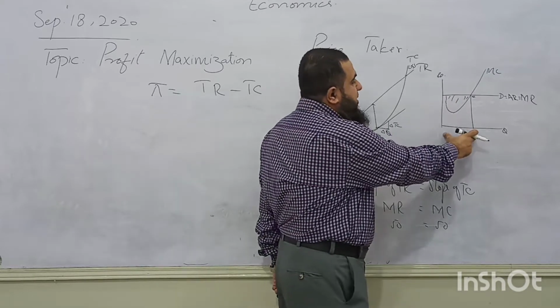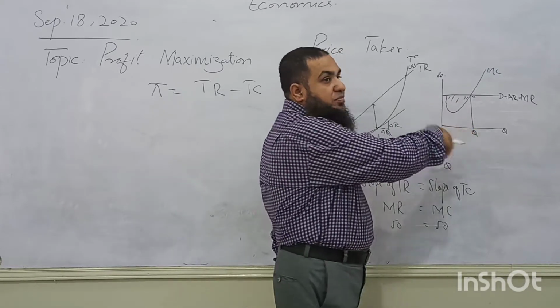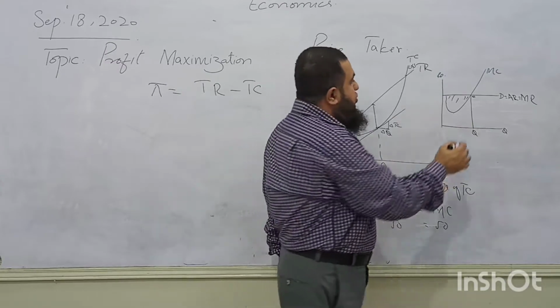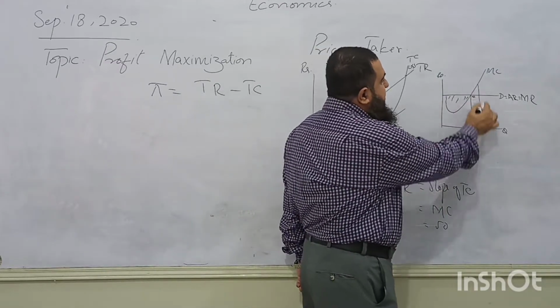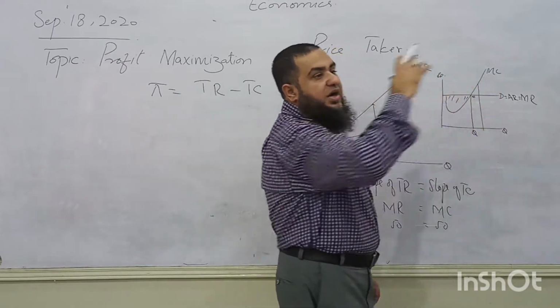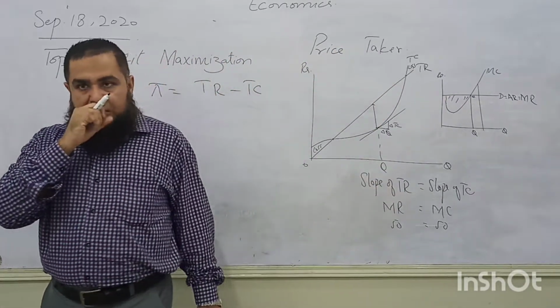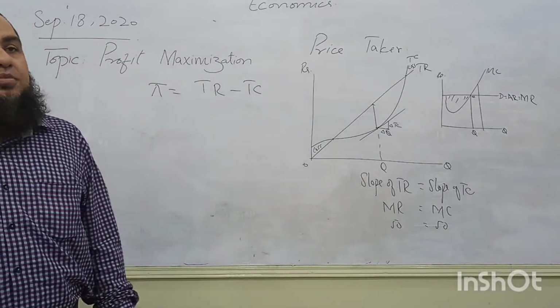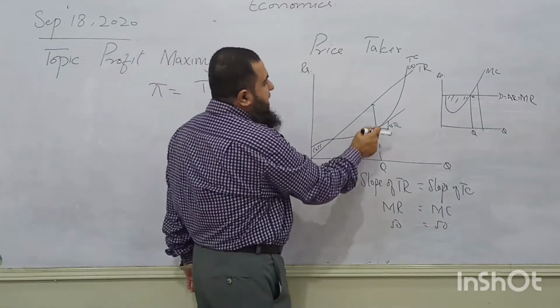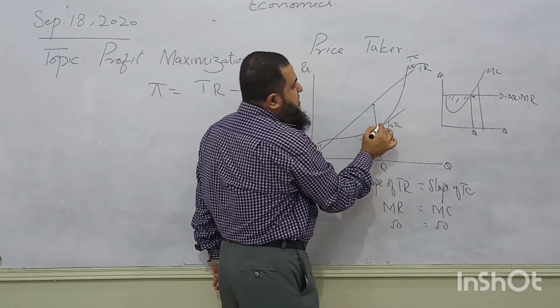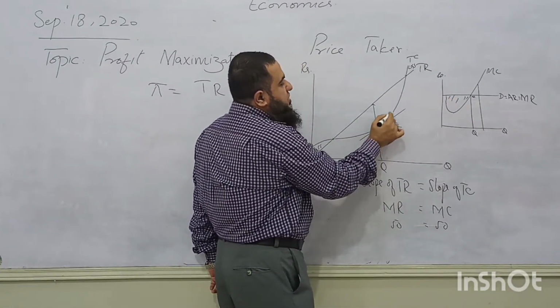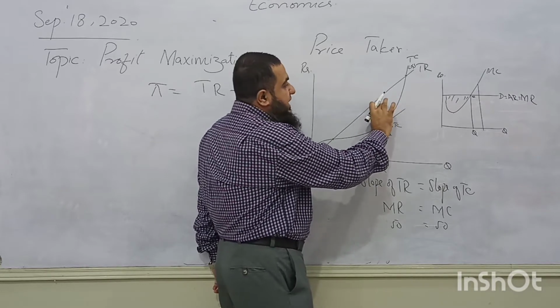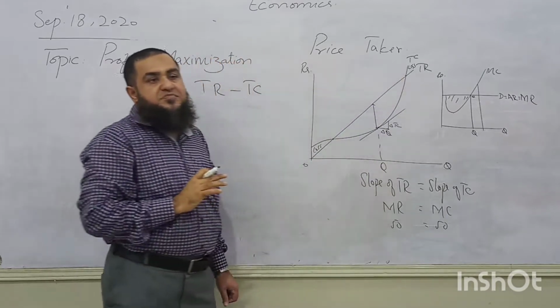This is the maximum output it will produce in order to maximize its profit. If it goes beyond this level, its marginal cost exceeds marginal revenue. Therefore, profit cannot be maximized. This will be the area. After this point, total cost is going to rise and this gap is decreasing.